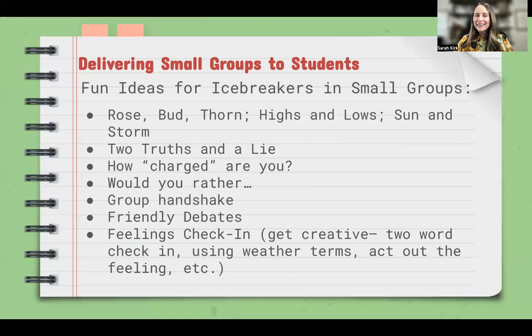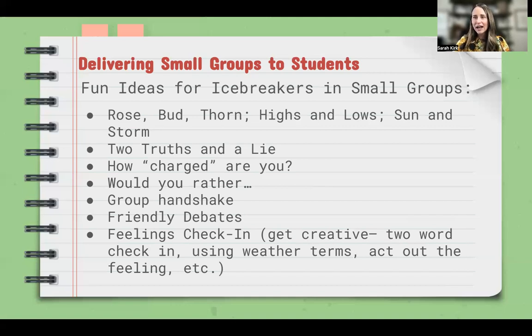Friendly debates are fun little icebreakers. We would do things like Reese's or Snickers and have them have a little friendly debate. Again, it just gets them talking, warms them up a little bit, especially if the students don't know each other very well, depending on who's within the group.